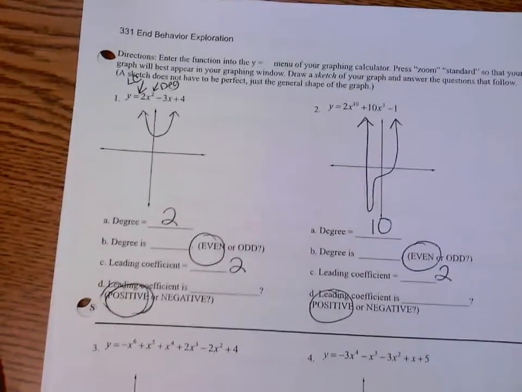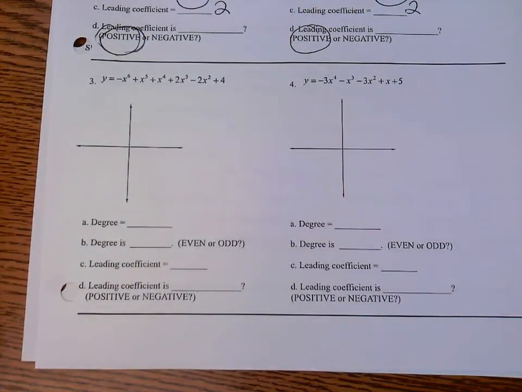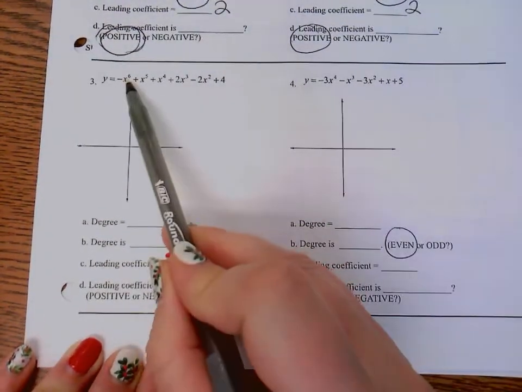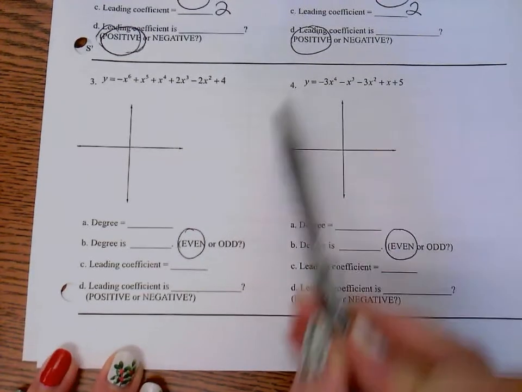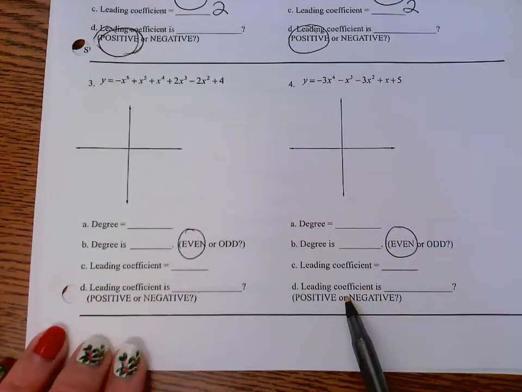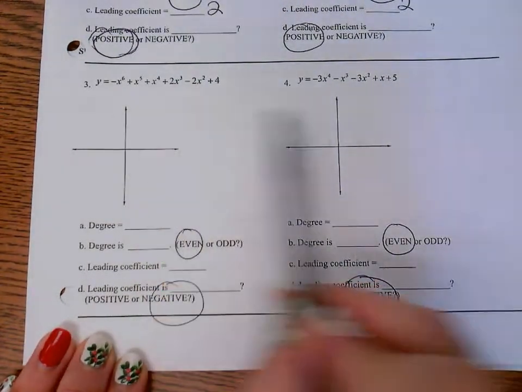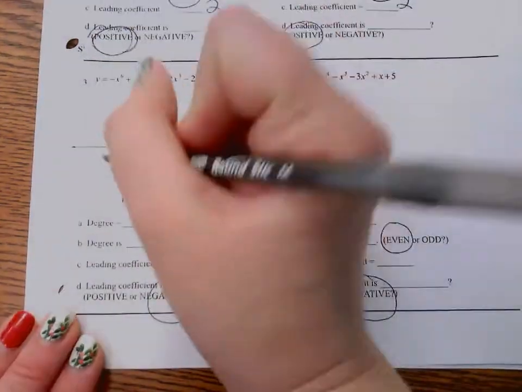So now, I don't have these graphs drawn, but you have graphs 3 and 4 drawn. Both of them had a degree that was even again, right? A degree of 6 and a degree of 4. And they both had a leading coefficient that was what? Negative. What is the shape of both of those graphs? They're both concave down.